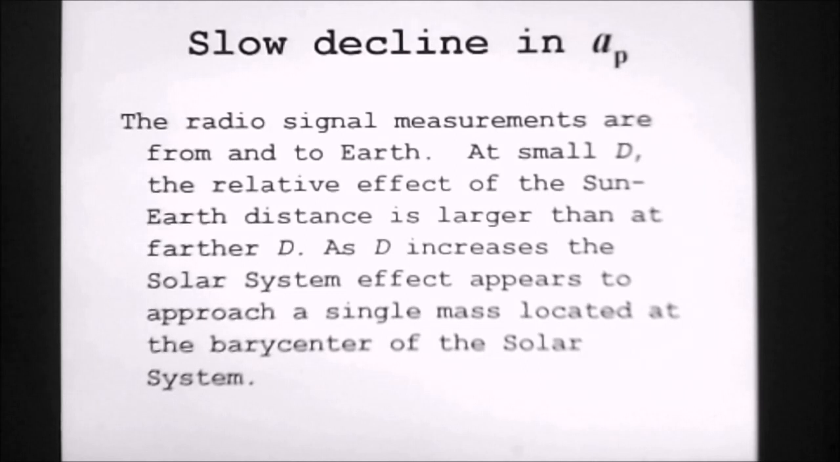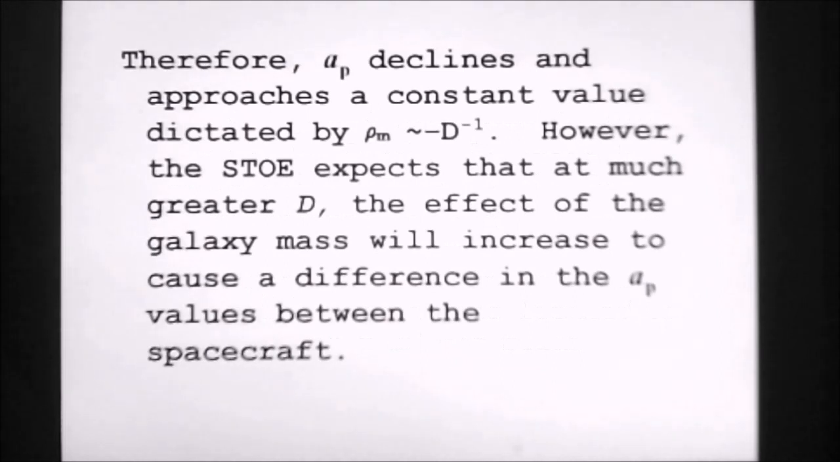Next, the slow decline in the acceleration. The radio signal measurements are from and to the Earth. At small distance, the relative effect of the Sun-Earth distance is larger than at farther distance. As d increases, the solar system effect appears to approach a single mass located at the very center of the solar system. Therefore, the acceleration declines and approaches a constant value dictated by the rho being inversely proportional to the negative of the distance. However, the STOE expects that at much greater distance, the effect of the galaxy mass will increase to cause a difference in the AP values between the spacecraft.